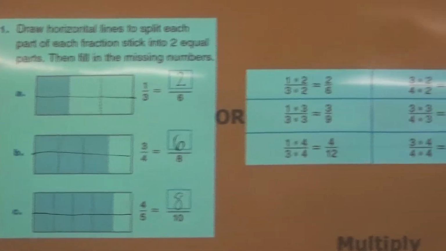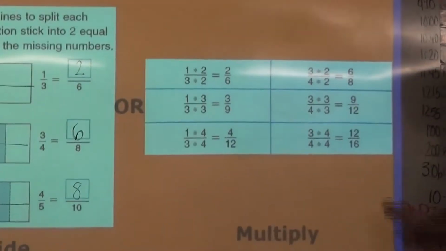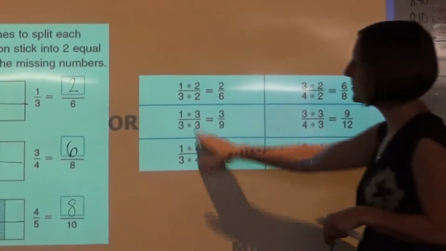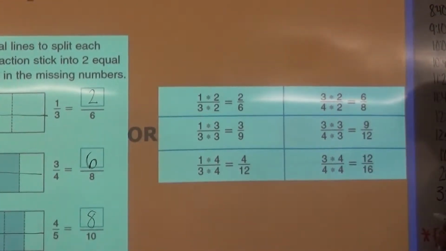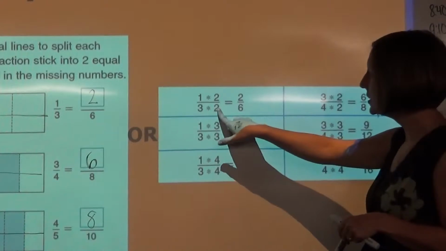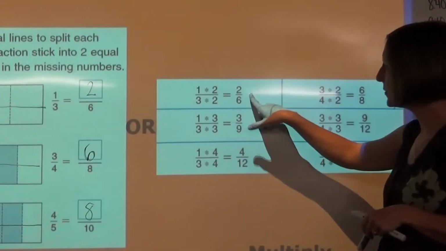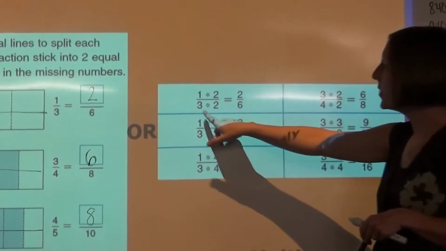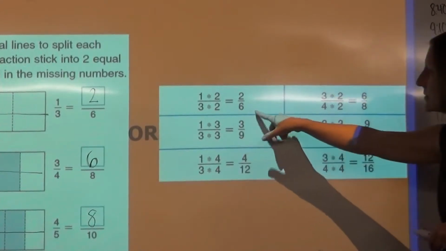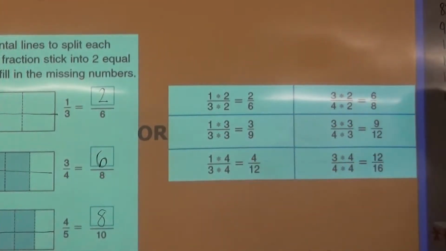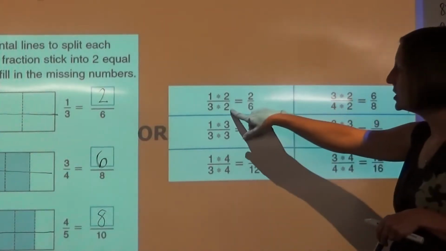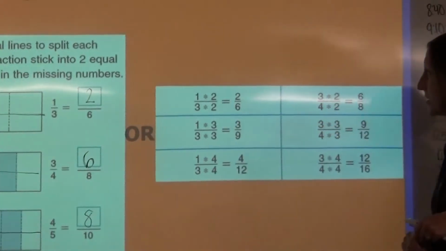The other way to find equivalent fractions is by multiplying. And there are a couple examples here. If you had 1/3 and you multiplied both the numerator and the denominator by the same number, by 2, 1 times 2 is 2, 3 times 2 is 6. So 1/3 is equal to 2/6. You could also multiply by 3, but what's important to remember is whatever you multiply the numerator by, you have to also multiply the denominator by.